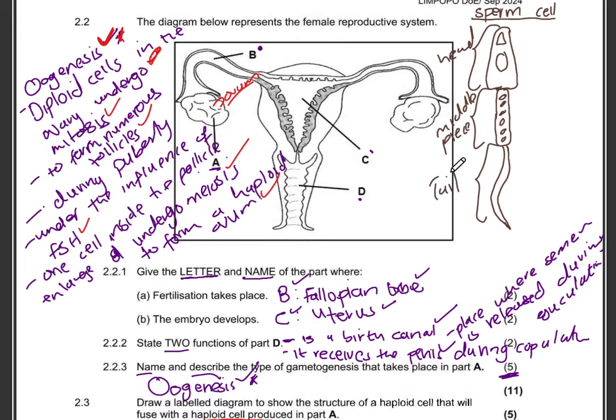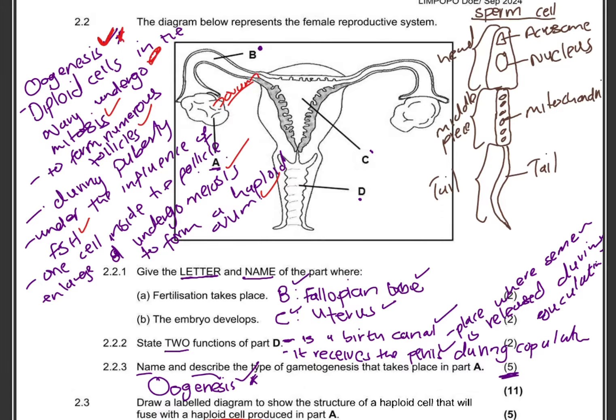Then in the head we have the acrosome, then we have the nucleus. I am very unhappy with my diagram, but hey. Then you will have the mitochondria. It's mitochondria. There's an A at the end, guys, and that's obviously the tail. Okay, very unhappy with my diagram.